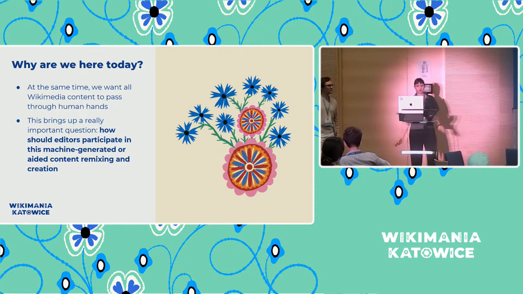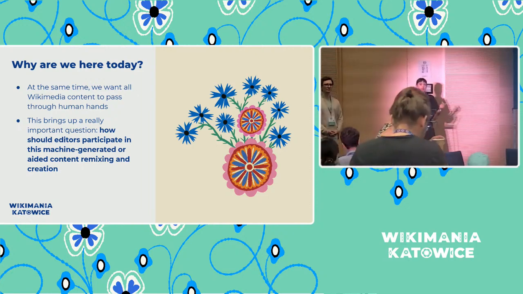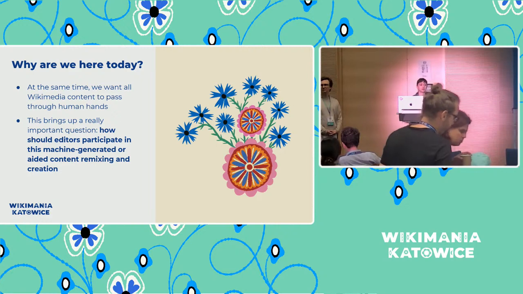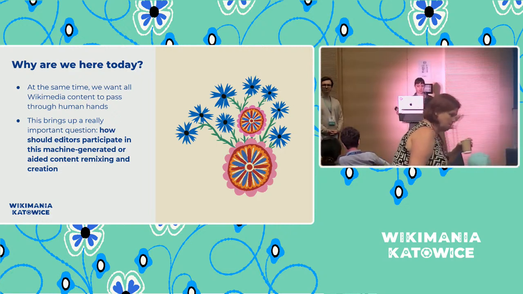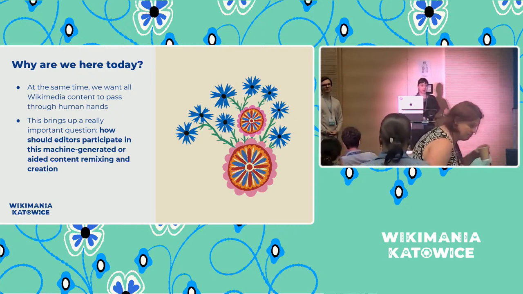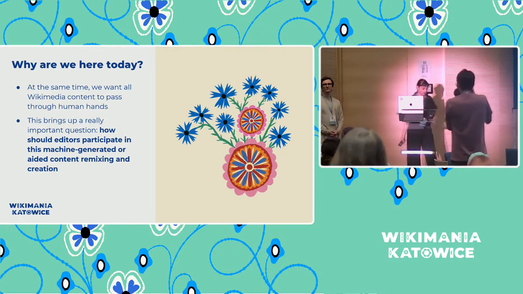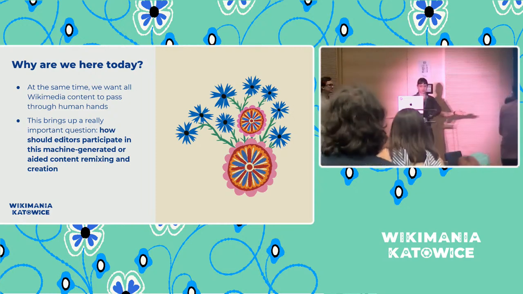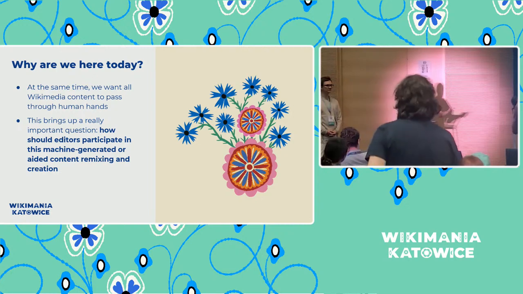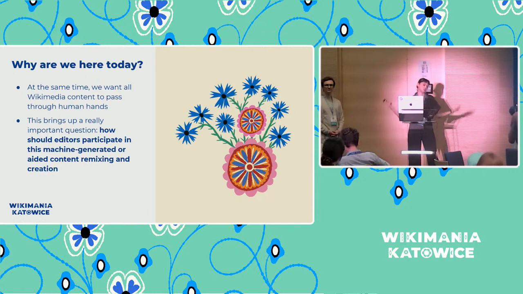We really want this to happen in a way that's aligned with our principles, and in general, that's aligned with having humans really have access to knowledge and having humans be involved in the process of knowledge creation. So in general, we basically want anything that's AI generated to pass through the hands of humans, of our editors, in one way or another. So, this brings us to this question of how do we do that, and how exactly do editors participate in machine-generated content remixing and machine-generated content creation?